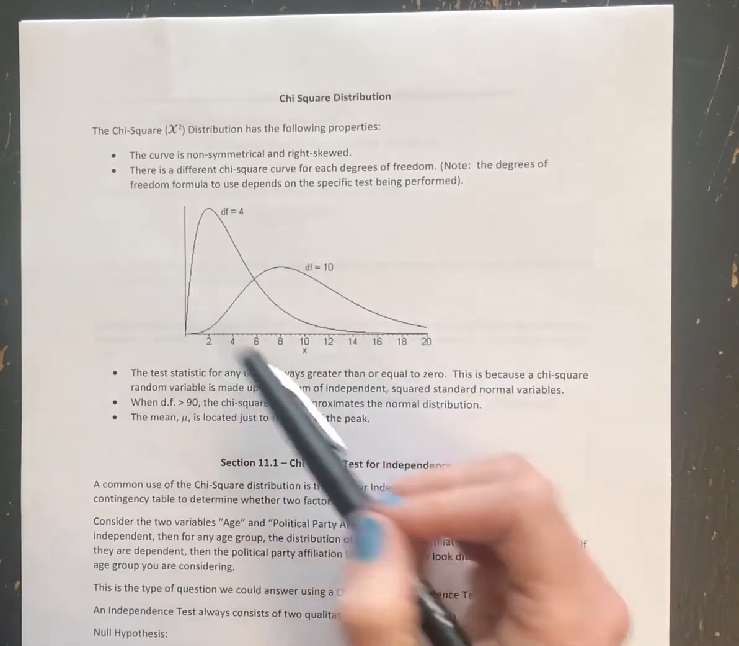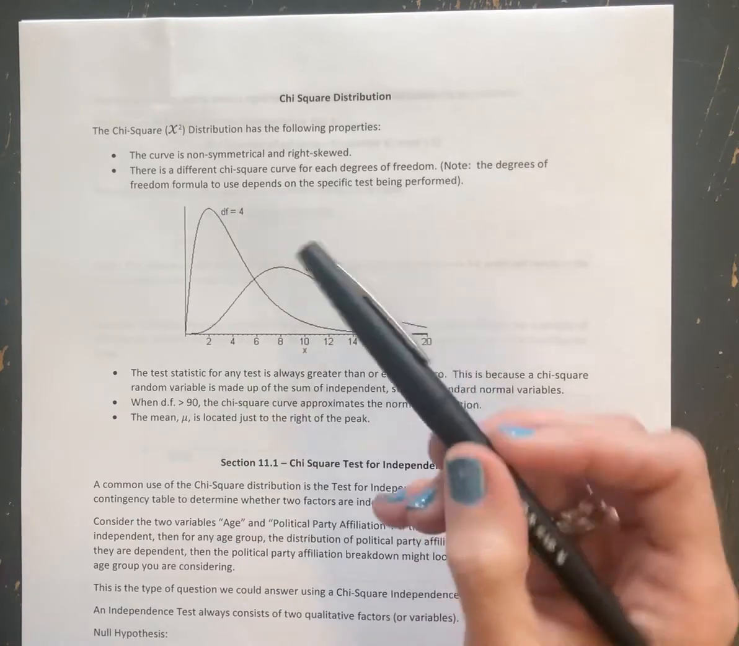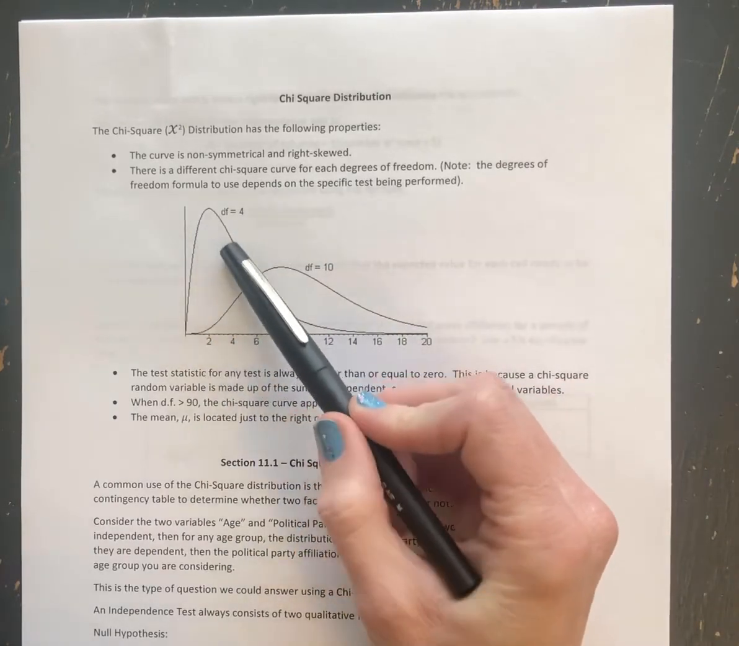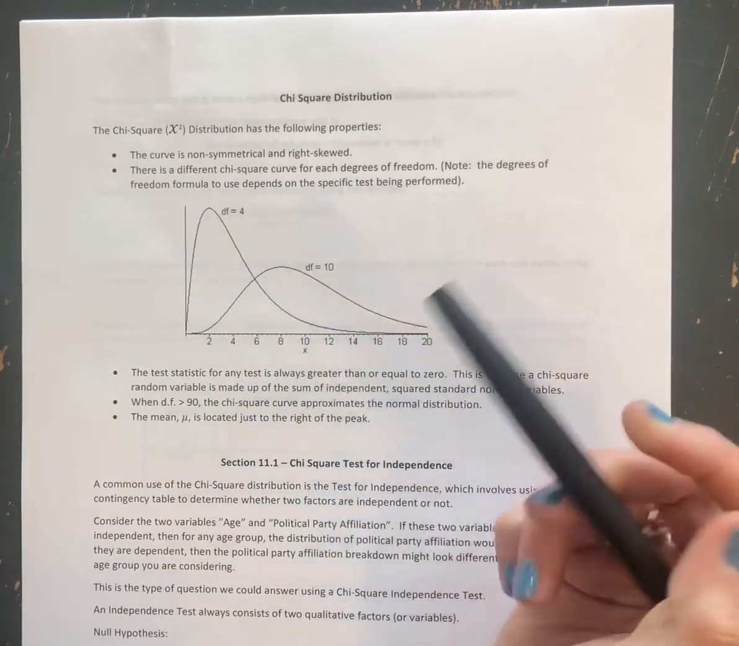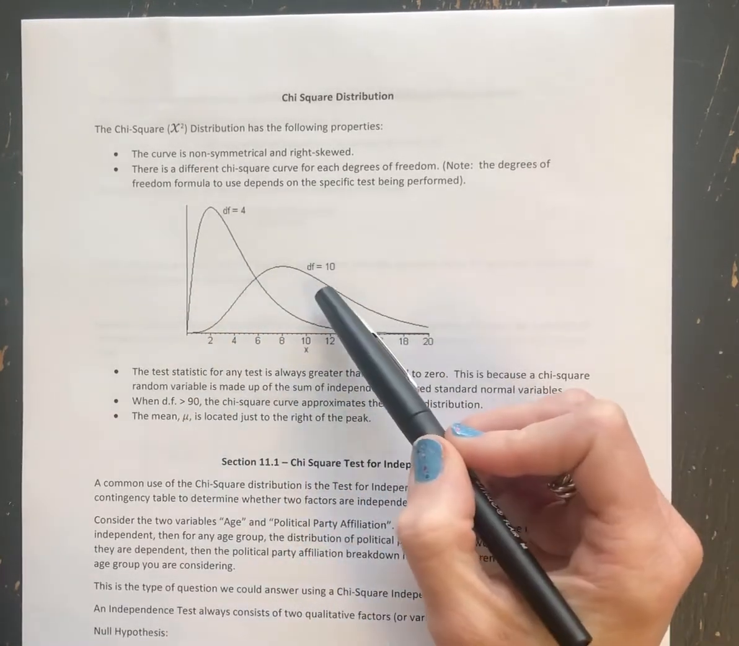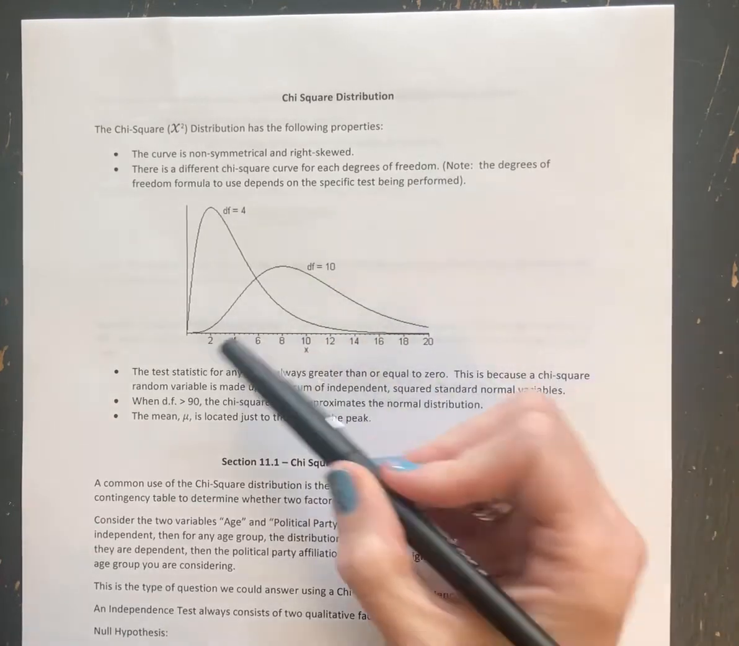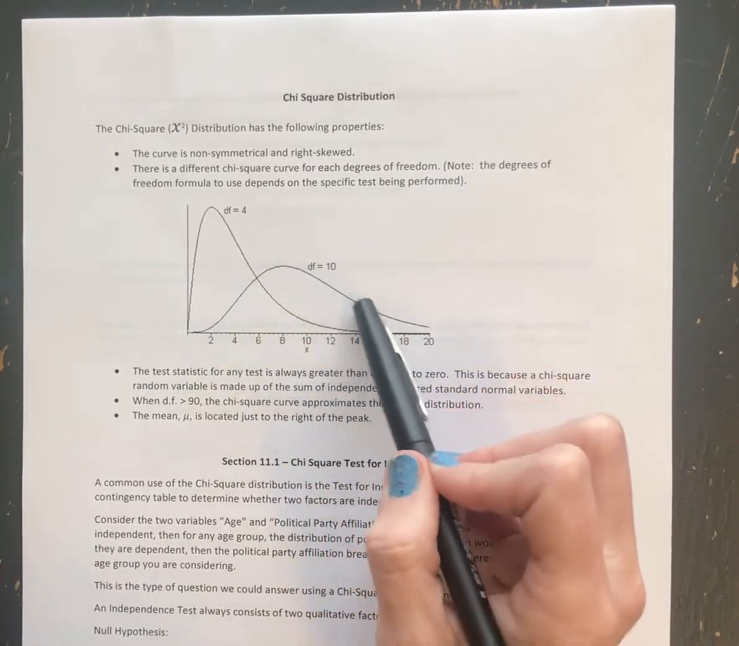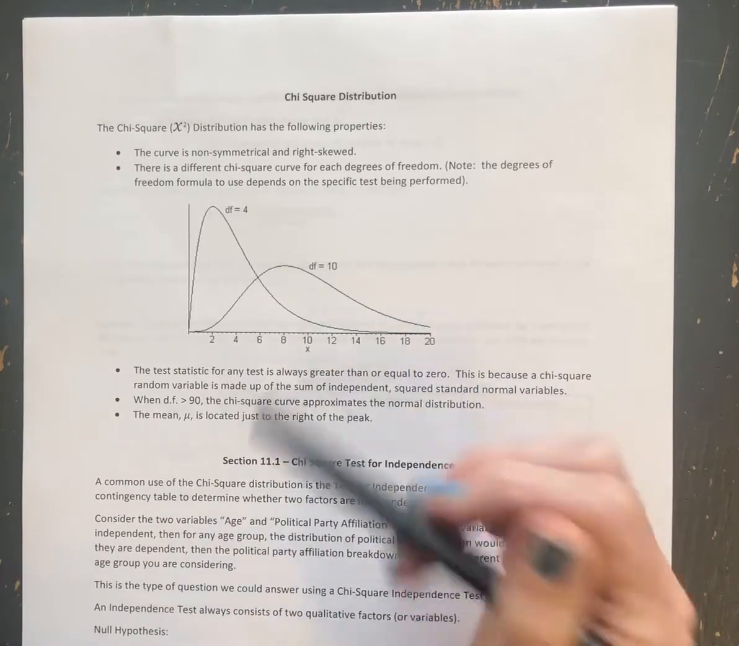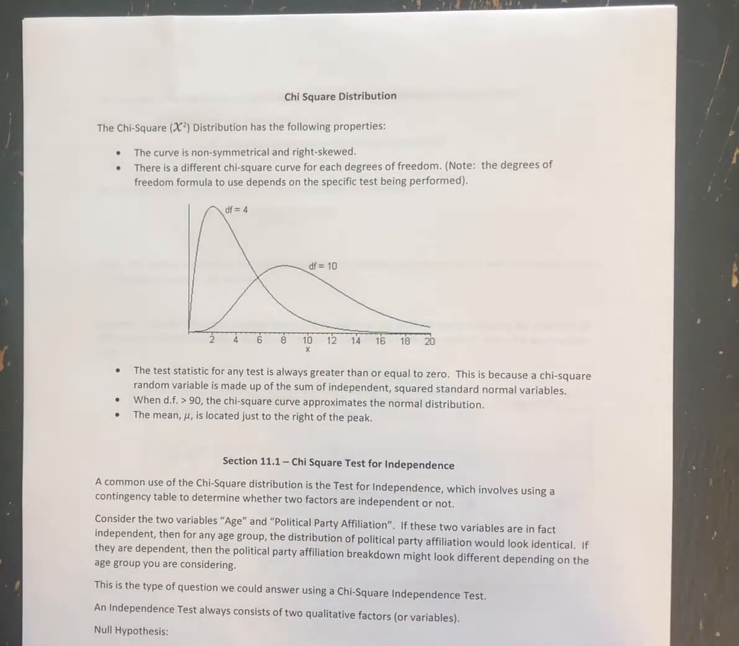So in general, I've just drawn you a couple examples of chi-squared distribution curves. The first one here has a degrees of freedom of 4. You can tell it is very right skewed looking. And then the other one that I've drawn has a degrees of freedom of 10, so that would be a larger sample size. And you'll notice that it is less right skewed. It's starting to look a little more bell-shaped. And that is a property of the chi-squared distribution.